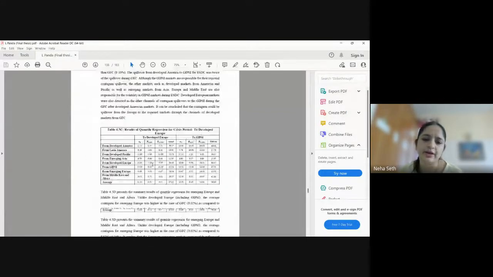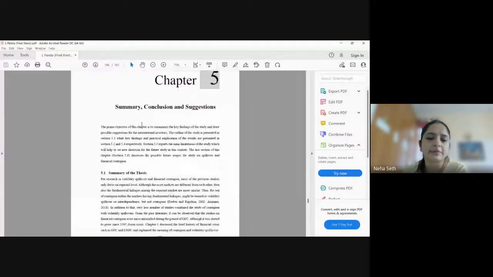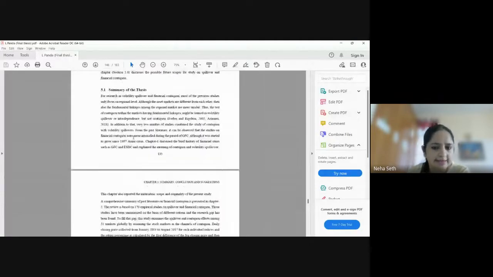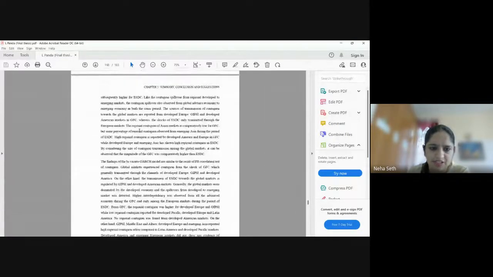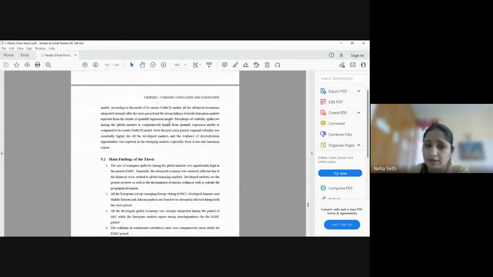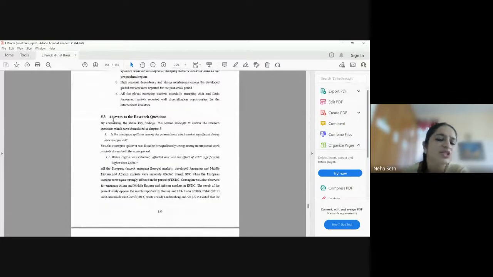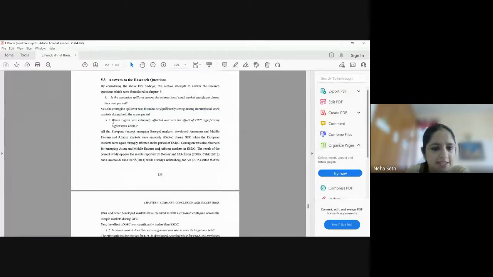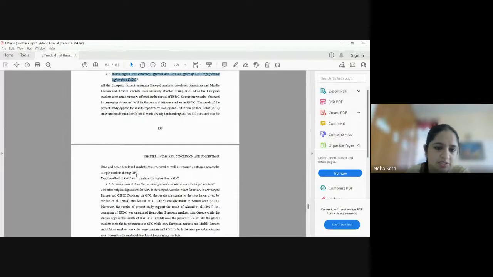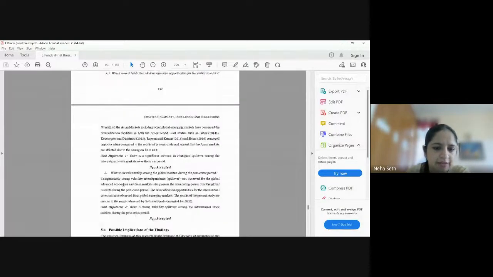And coming to the final chapter, that is the conclusion. This is the most important one: summary, conclusion, and suggestions. This is the summary of the thesis, what he has done. He summarized everything. You can see this is lengthier as compared to the abstract. These are the main findings. Now, answers to the research questions. This was our research question, and a clear answer to the research question. Then this was the sub-question, a clear answer to this. Second, third, fourth, fifth.